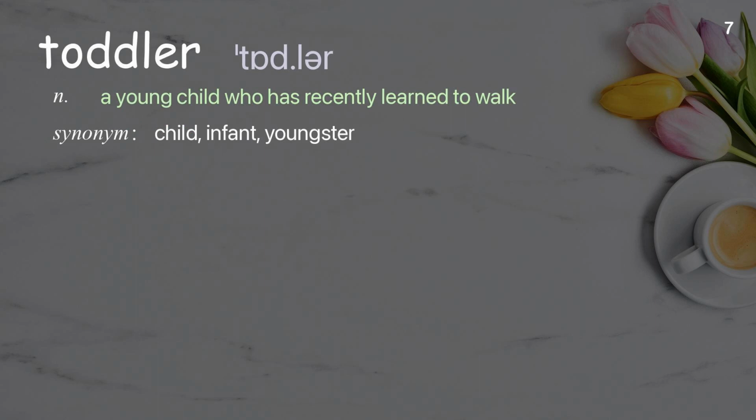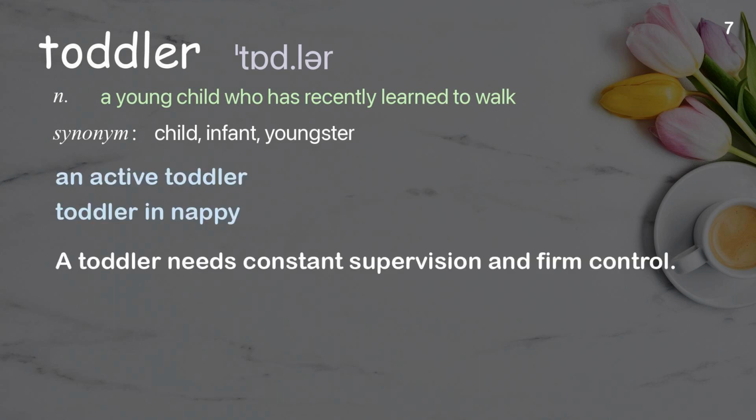Toddler. A young child who has recently learned to walk. Examples: An active toddler. Toddler in nappy. A toddler needs constant supervision and firm control.